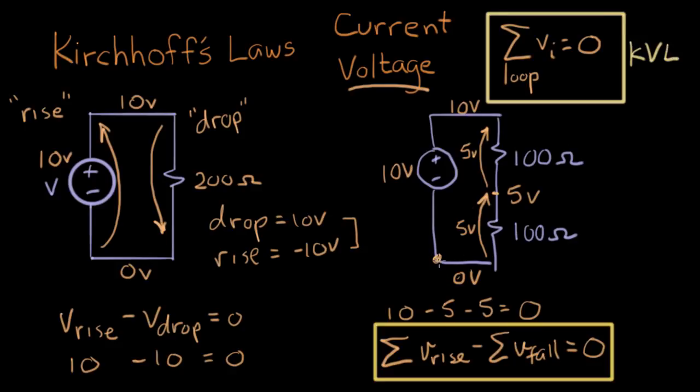Now I started over here in this corner, but I could start anywhere. If I started at the top and went around clockwise, if I started here, say, I would go -5, -5, plus 10, and I'd get the same answer. I'd still get back to 0. If I start here and I go around the other way, same thing happens. +5 rise, +5 rise, and this is a 10-volt drop. So it works whichever way you go around the loop, and it works for whatever node you start at. That's the essence of Kirchhoff's voltage law.